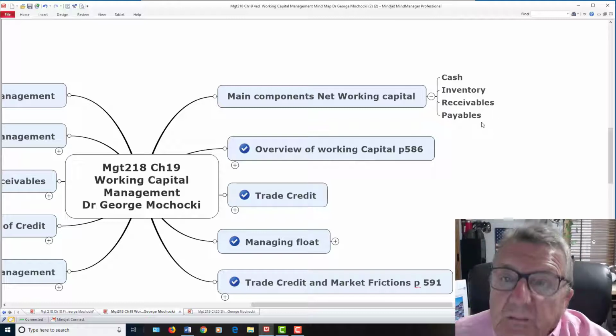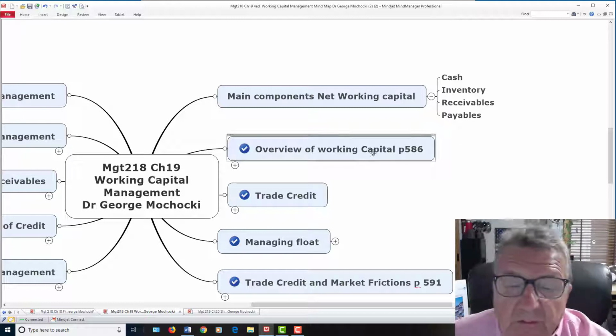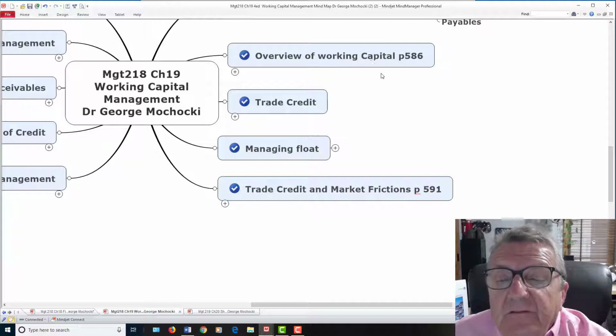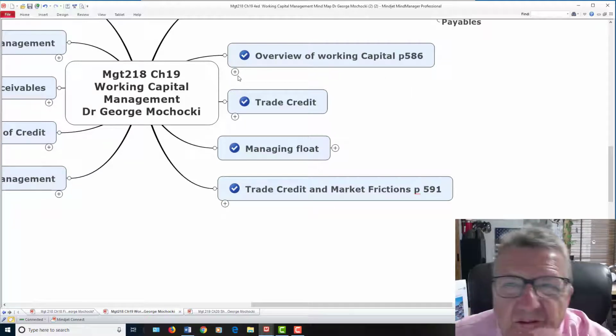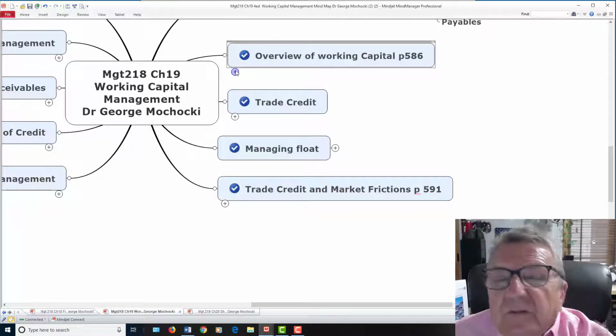And payables, how much do I have to pay to other people? What kind of terms and conditions do I have to be able to pay them? Okay, so now on page 586, it could be off because I think this is the fourth edition, if I'm not mistaken. Yeah, so I should have the right page number.